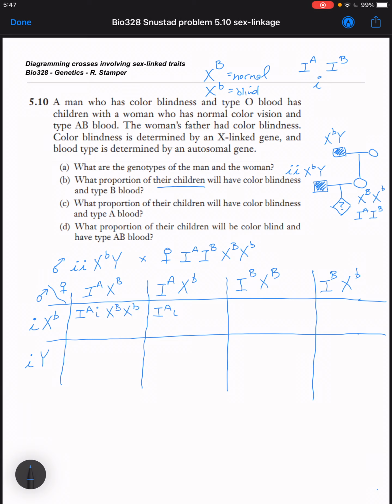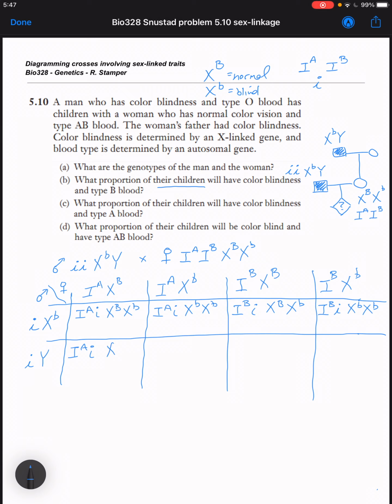Okay, and this is just about being careful that you don't mix up your symbols, especially if, like I'm doing, you're making sure that you're putting your dominant alleles first. Sometimes it takes a little bit of thinking to make sure you do it right.